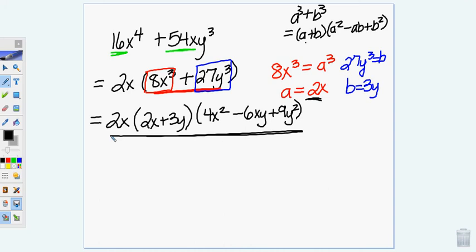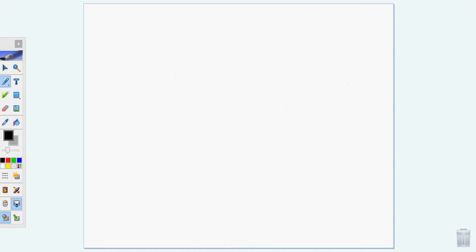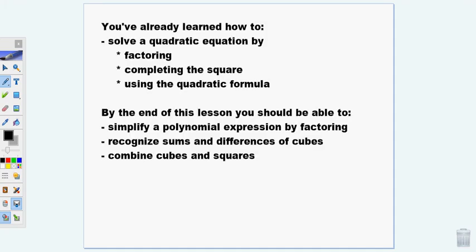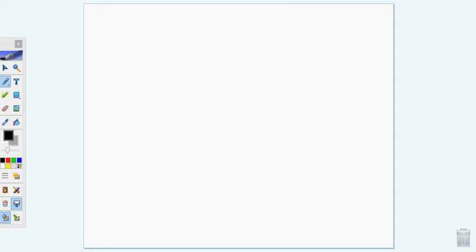All right, let's get a new page and do a different kind of example. What about factoring by regrouping? Remember at the very beginning, we said that we needed to be able to recognize sums and differences of cubes, so we just did that. And we also need to be able to simplify a polynomial expression by factoring. So let's do that. Let's simplify one by factoring. So let's look at this example.